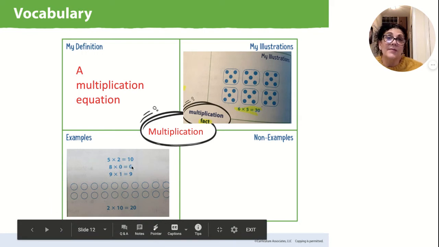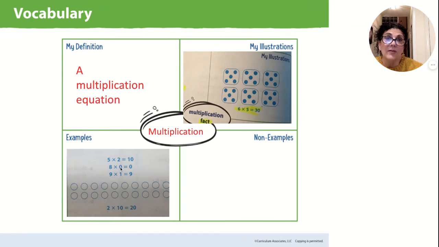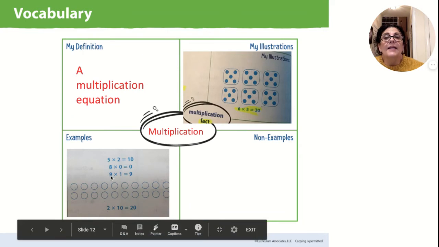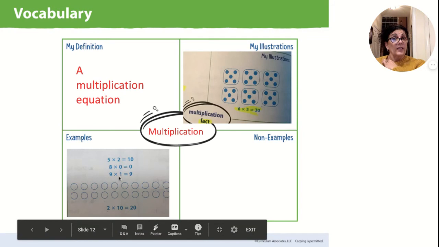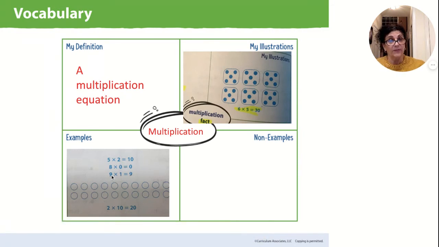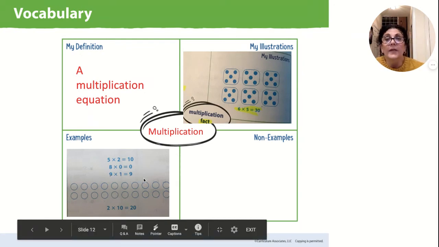8 times 0 is 0. If you have any number times 0, you're going to end up with 0, whether it's 100 times 0, 2 times 0, 50 times 0. And then the identity, this is called the identity, 9 times 1 equals 9. So any number times 1 will be itself. 100 times 1 is 100. 1,000,000 times 1 is 1,000,000.